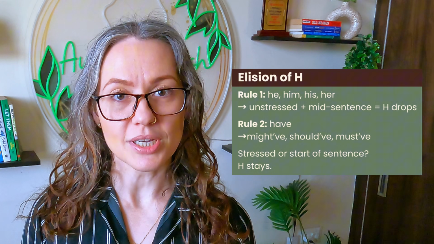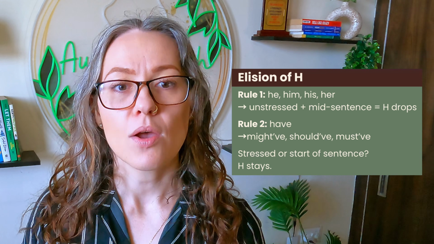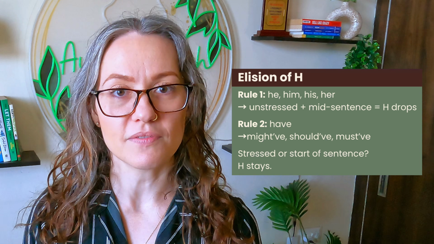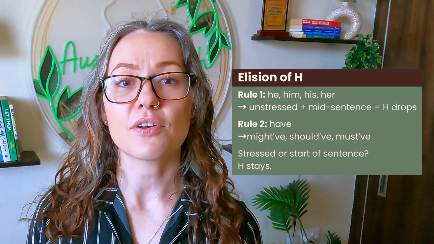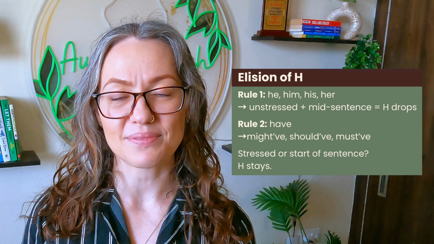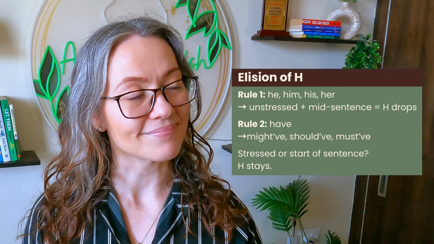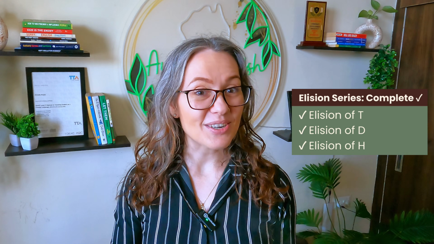So let's recap. Elision of H happens with two types of words. Rule 1, the pronouns or function words he, him, his, and her, when they're unstressed and sitting in the middle of a sentence. Rule 2, the auxiliary verb have in unstressed positions, giving you sounds like might have, should have, must have. The H stays when the word is stressed or at the start of a sentence. Otherwise, it's gone. And that wraps up the elision series. We've covered t, d, and h. Between this series and the linking videos before it, you now have a really solid foundation in connected speech. The sounds you've been mishearing in fast Australian English, you know what they are now.